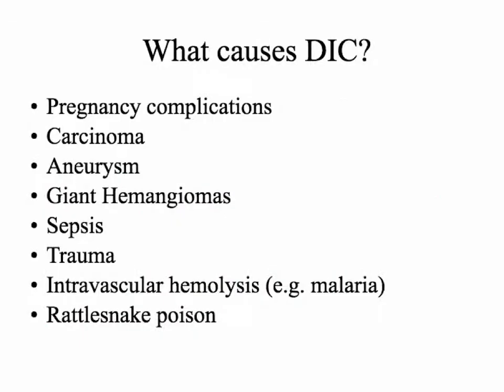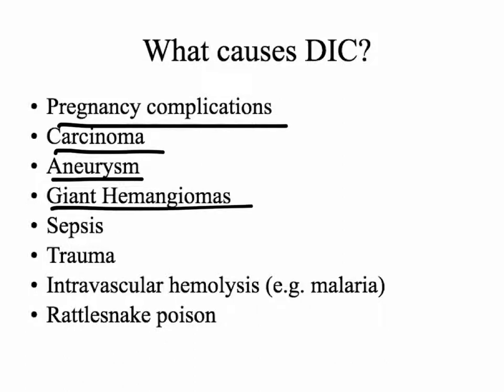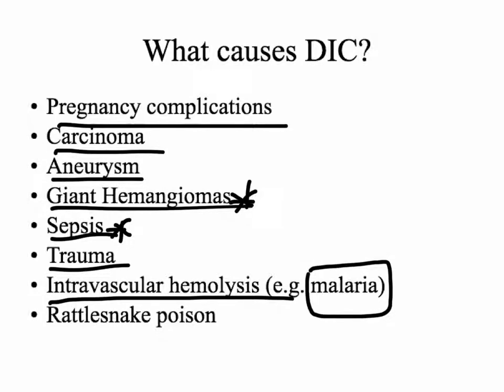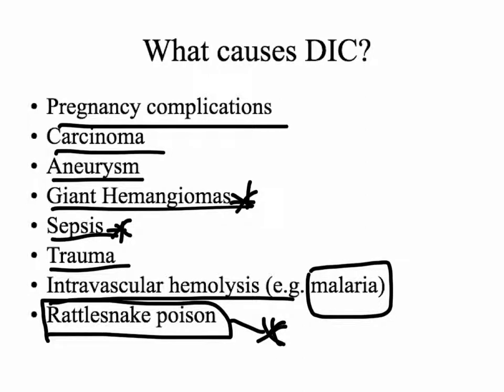Now, what can cause DIC? There's a lot of things. I've listed some. Pregnancy complications, carcinoma, aneurysm. Giant hemangiomas are a rare one that can cause it. Sepsis is a big cause. Trauma, intravascular hemolysis, for example, malaria if you're in third world type countries. And this one is a big tester on exams and stuff, is rattlesnake poison. So on a test it might say something like, hey, a kid got bit by a rattlesnake, what do you expect the platelet count to be? And you're going to pick just the lowest one.